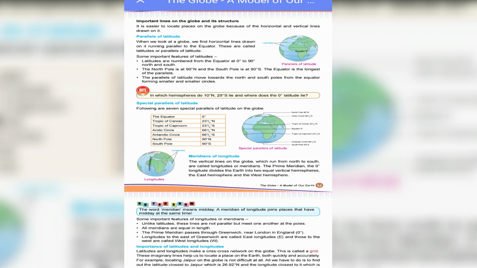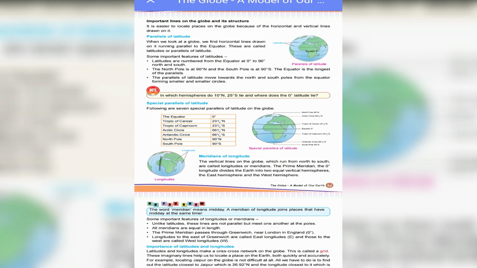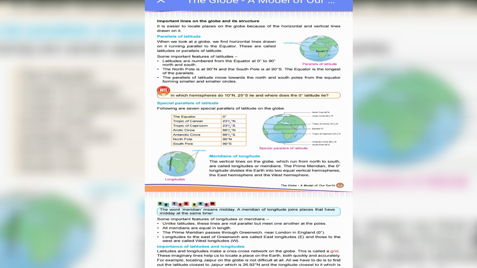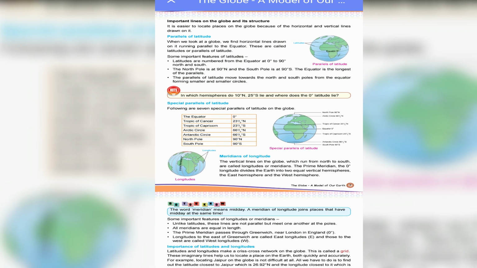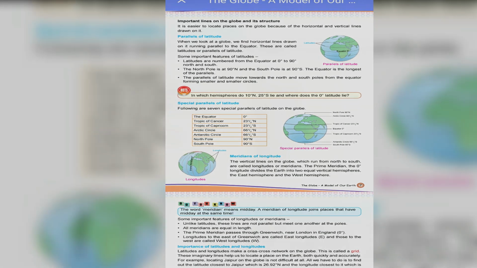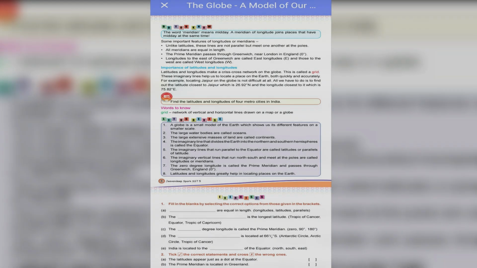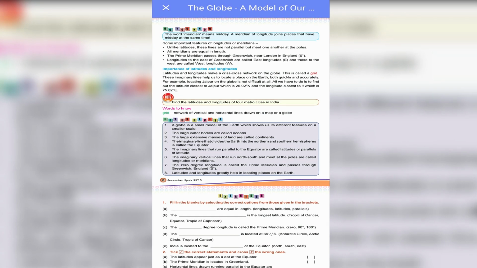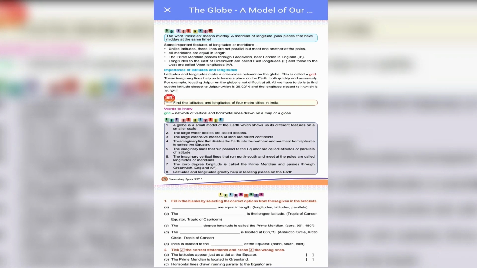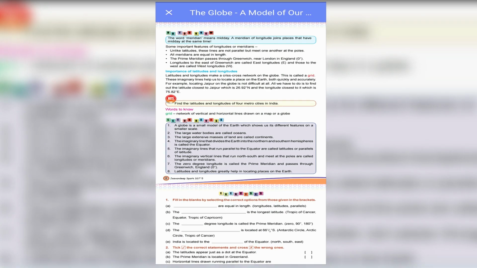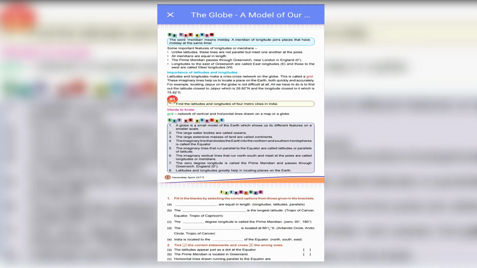Once again, I repeat the important points. Equator divides the earth into two equal halves, that is northern hemisphere and the southern hemisphere, and the prime meridian divides the earth into two equal vertical halves, that is eastern hemisphere and the western hemisphere. And also, an important thing in this lesson is the degrees of the latitudes you have to learn: the equator, Tropic of Cancer, Tropic of Capricorn and all. It is on page 188.